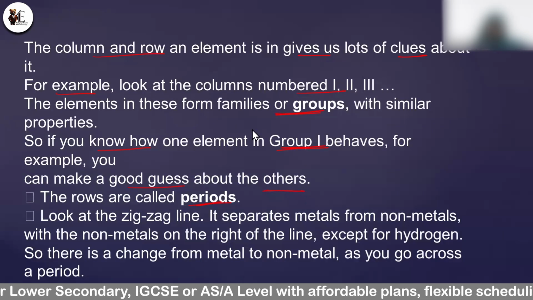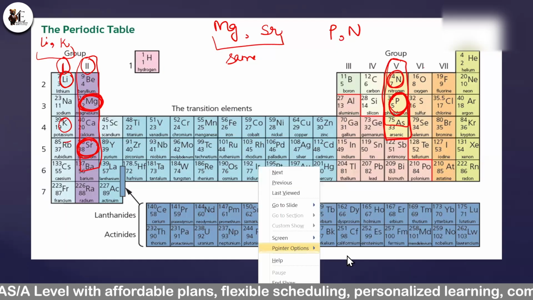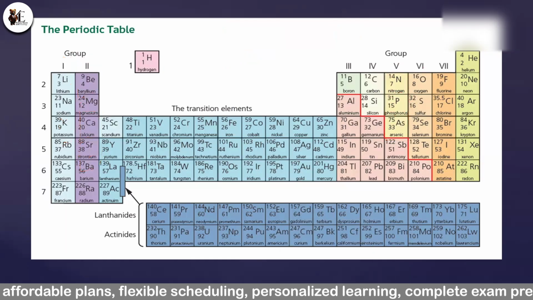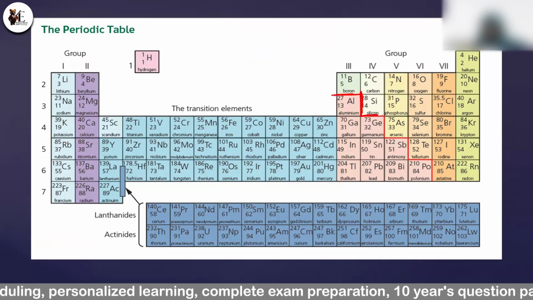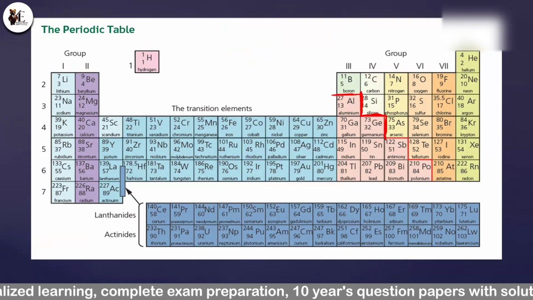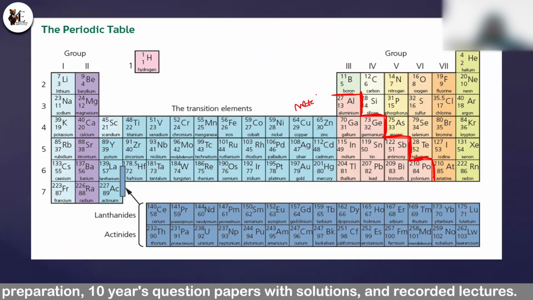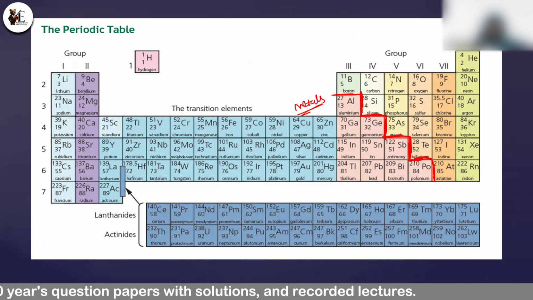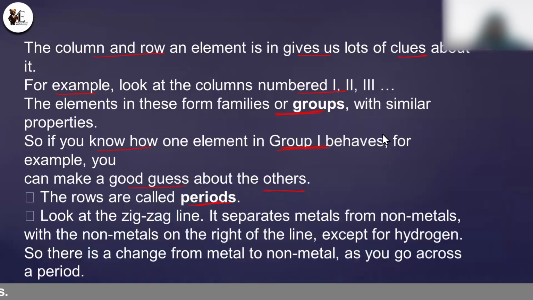There is a zigzag line, if you have noticed. Can you see the zigzag line? This one, this red colored. It separates your metals from non-metals. These are my metals. Here are my non-metals. So this zigzag line separates metals and non-metals, and these are known as my metalloids. They have similar properties of metal and non-metal.